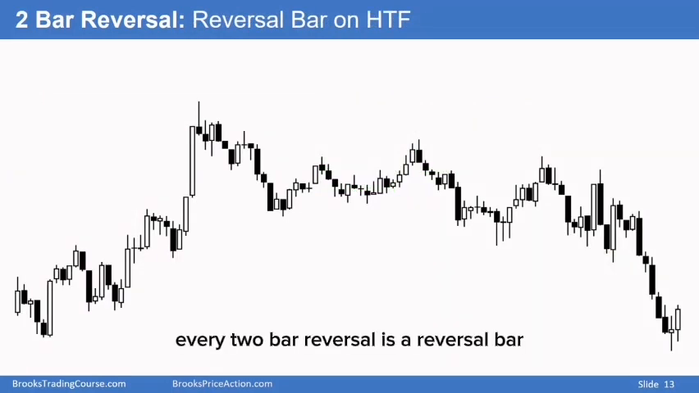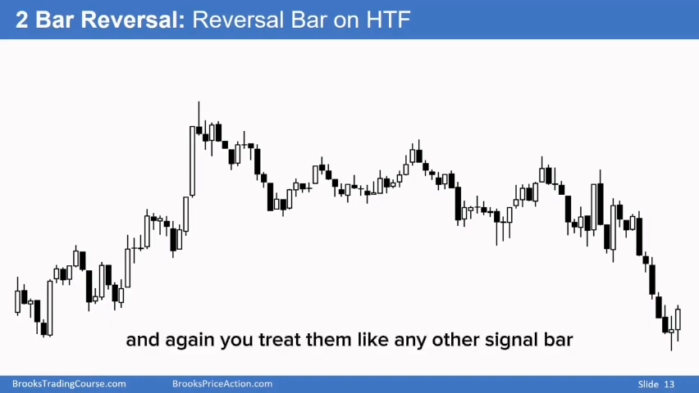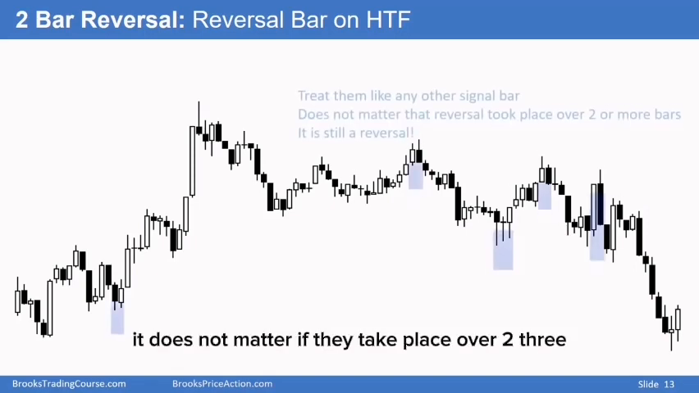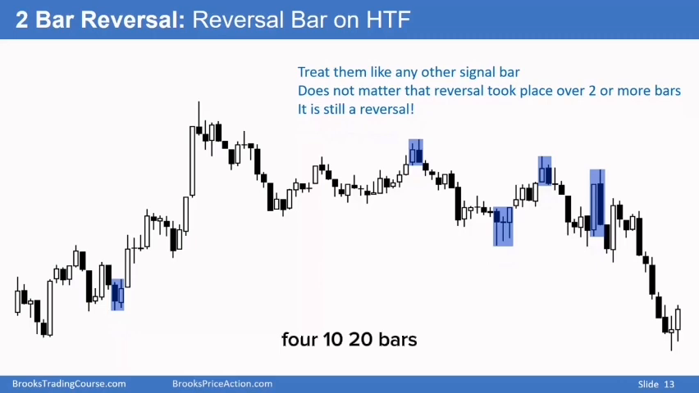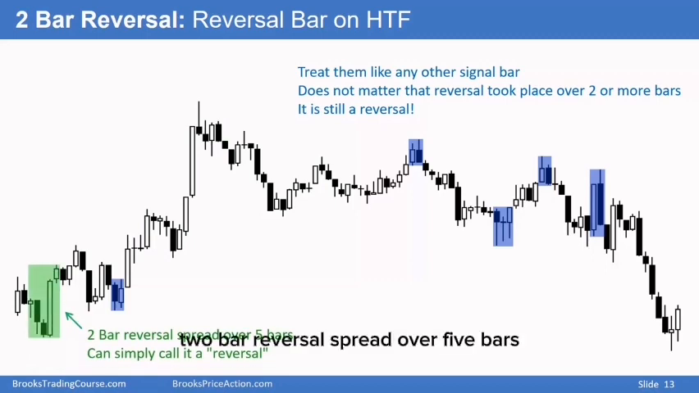Every 2-bar reversal is a reversal bar on a higher time frame chart. And again, you treat them like any other signal bar. It does not matter if they take place over 2, 3, 4, 10, 20 bars. All that matters is the market's trying to reverse. Here's a 2-bar reversal spread over 5 bars. We sold off and then we rallied. I would not call that a 2-bar reversal. I would simply say, oh, it's a reversal.